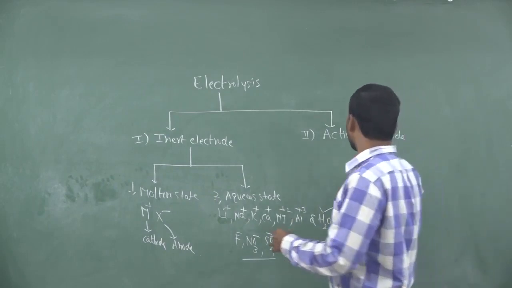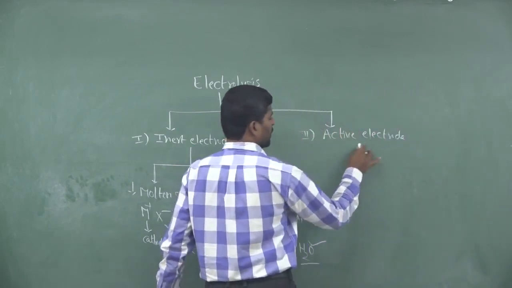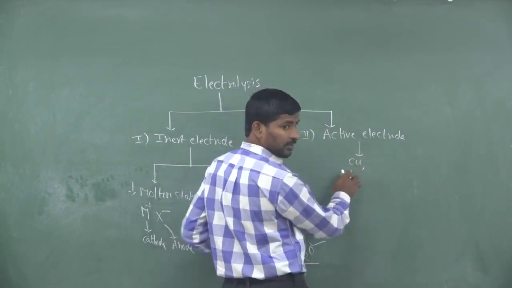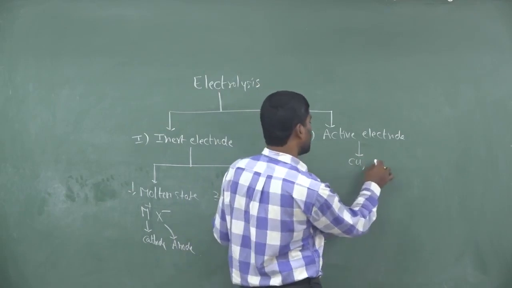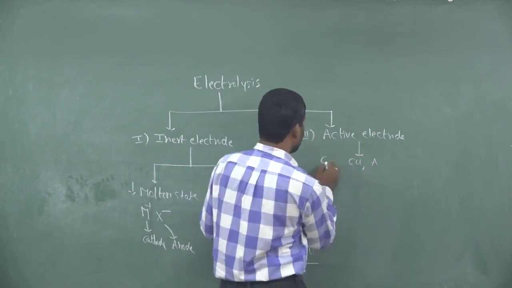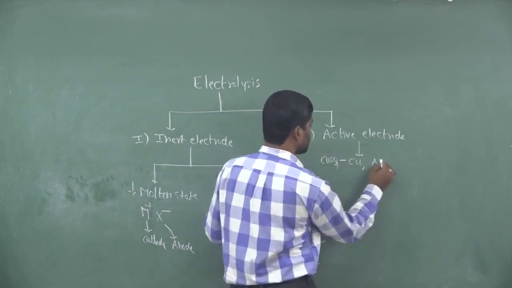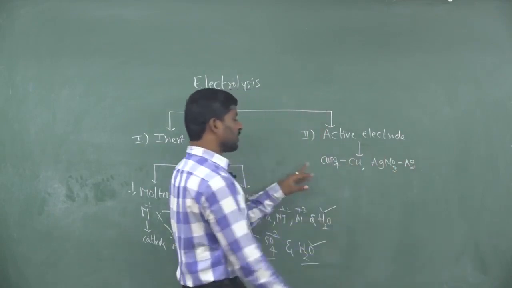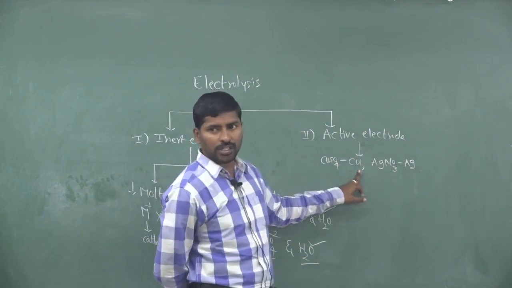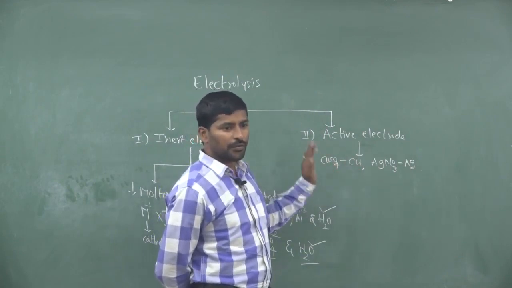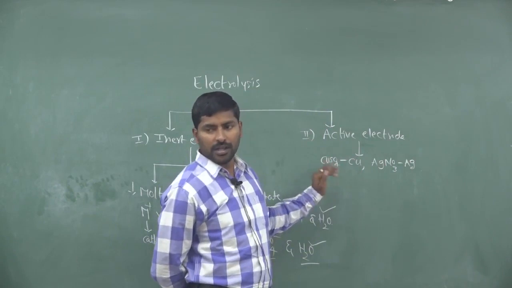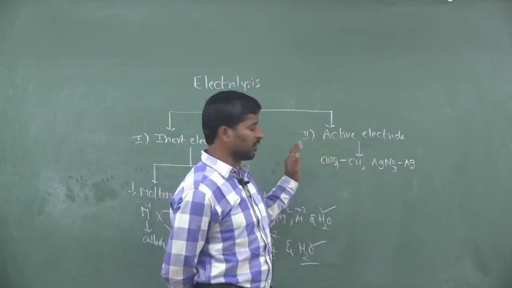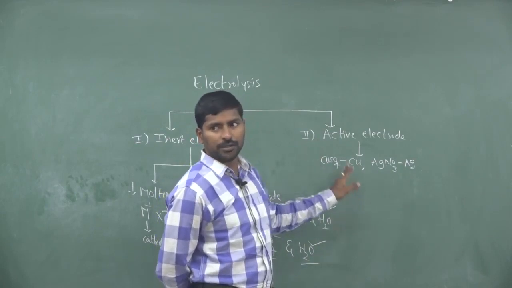Next one, active electrode. We discussed electrolysis by using copper electrodes, electrolysis of copper sulfate by using copper electrodes, or electrolysis of silver nitrate by using silver electrodes. If you do electrolysis of copper sulfate using copper electrodes, what happens? At anode, copper goes into the solution as copper 2+ ions. At cathode, those copper 2+ ions will be deposited. So the net change is simply copper migrates from anode to cathode.